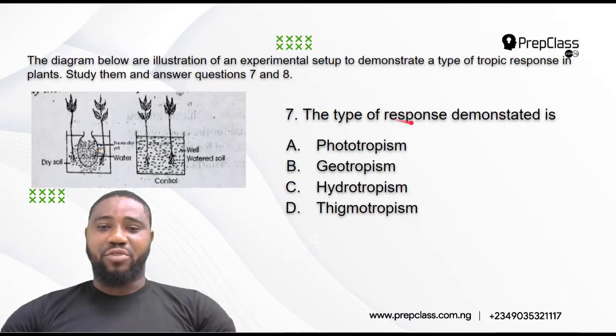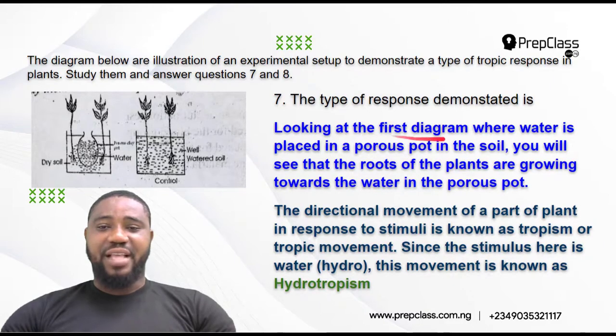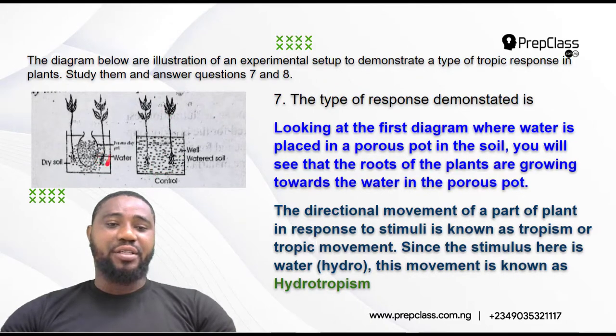So they ask us what type of response is this. Look at the direction of the growth of the roots and see that they are curving towards that porous pot. So as you're looking at the first diagram where water is placed in the porous pots in the soil, you will see that the roots of the plants are growing towards the water in the porous pots. You can see the bending here, it is straight because normal soil, normal water. But here, dry soil, they now put porous pots at the center filled with water. So the plants are now growing towards that porous pot, responding to water.